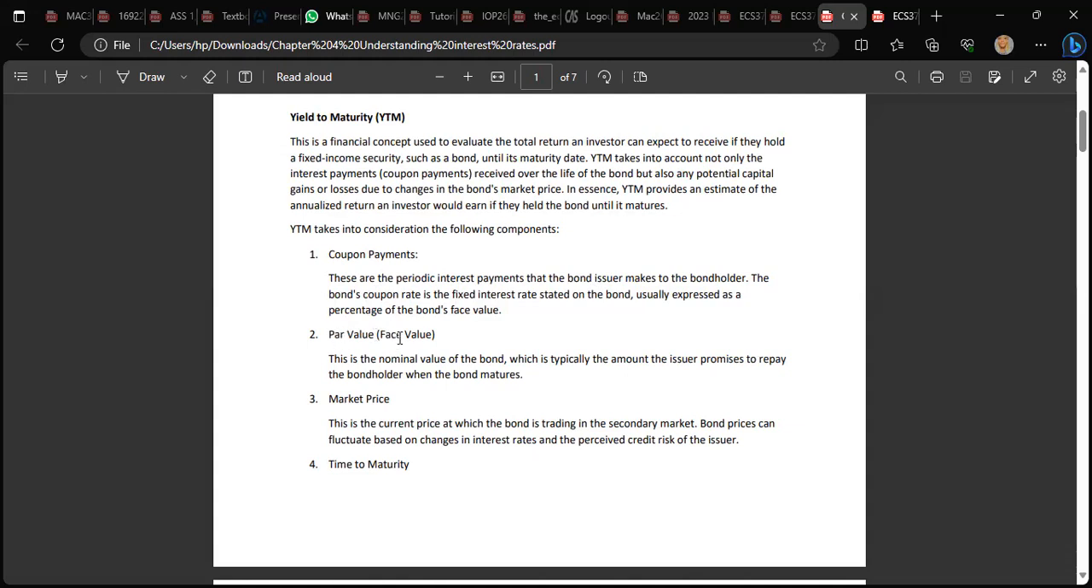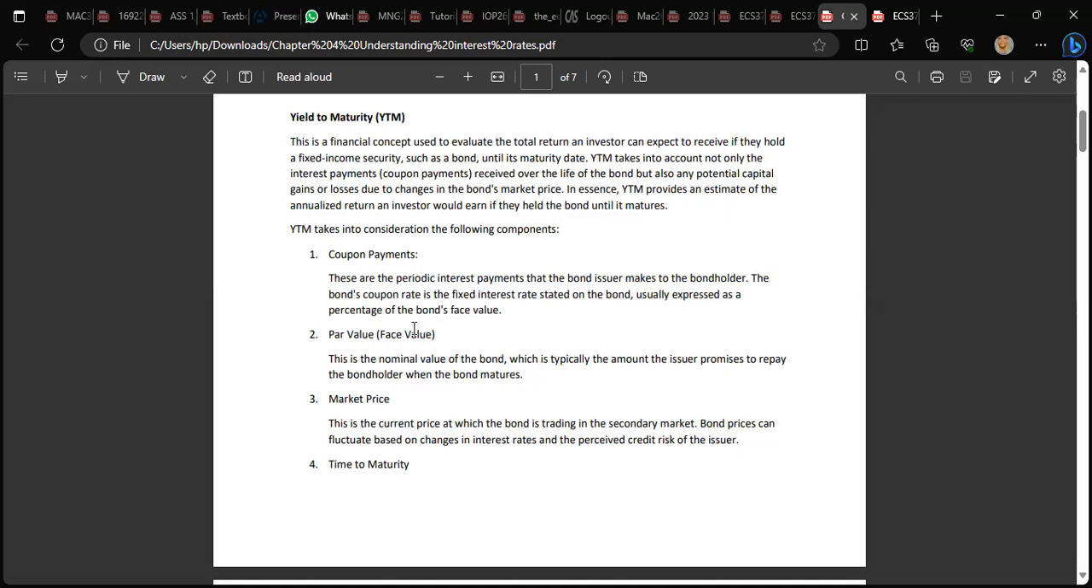Par value is the same as the face value of a bond. So it's basically the nominal value, right? It's the value which is typically the amount the issuer promises to repay the bondholder when the bond matures. So it's typically that amount. Sometimes it's not the amount, but it's normally going to be that amount.